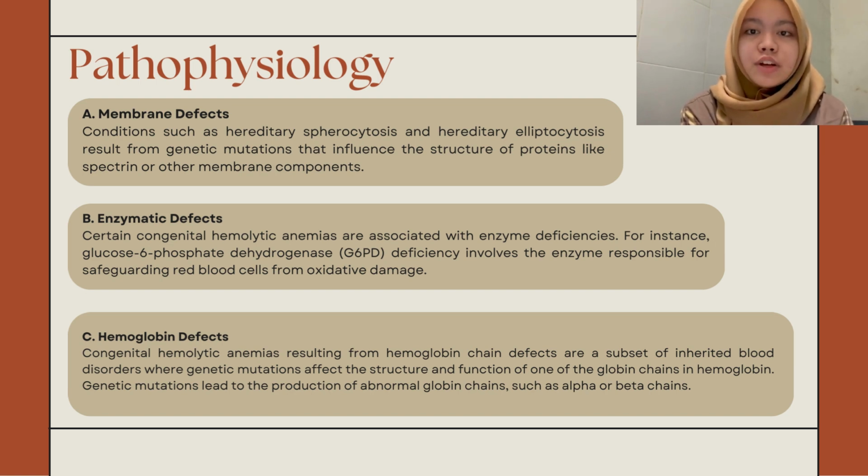The pathophysiology of congenital hemolytic anemia is differentiated into 3 types. First, membrane defects. Conditions such as hereditary spherocytosis and hereditary elliptocytosis result from genetic mutations that influence the structure of proteins, like spectrin or other membrane components.